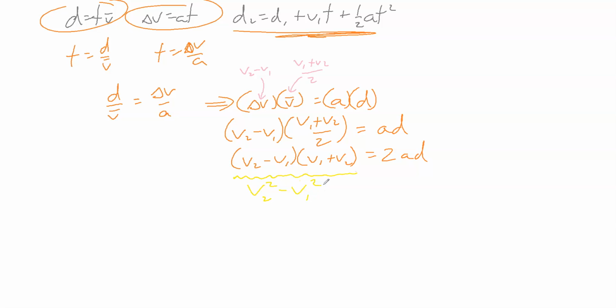It's a difference of squares. Okay? So if I use that idea, this would then be equal to this. We'd have v2 squared minus v1 squared equal to 2ad.